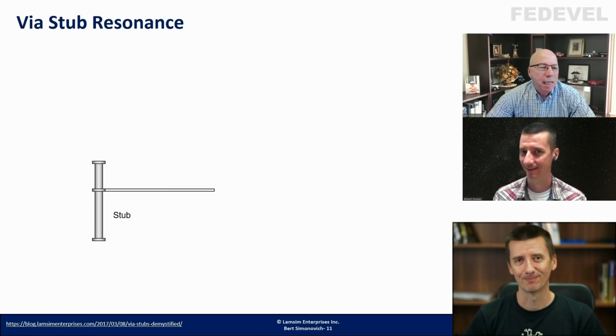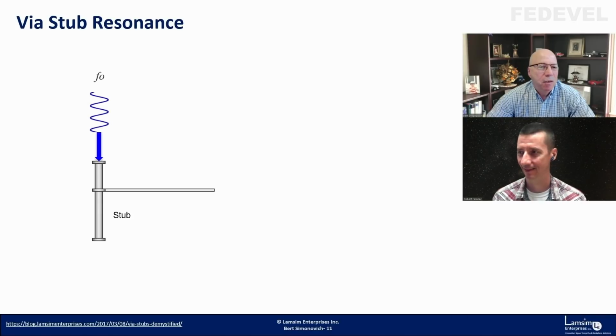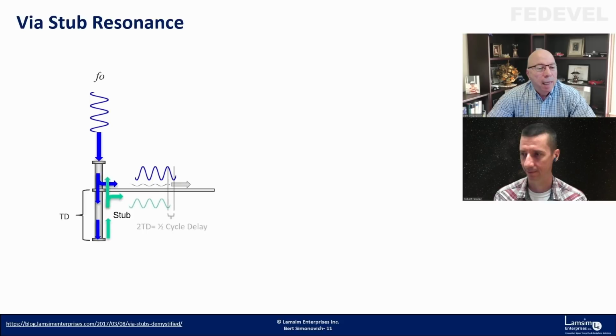Here it is. If you have a signal at a certain frequency, it goes into the top of a via. And as the signal goes down, it splits. So part of the signal goes along the trace, and part of the signal continues down the via to the bottom. And when it reaches the bottom, the signal reflects back because that's an open circuit. And the signal goes back up the via again and splits again.